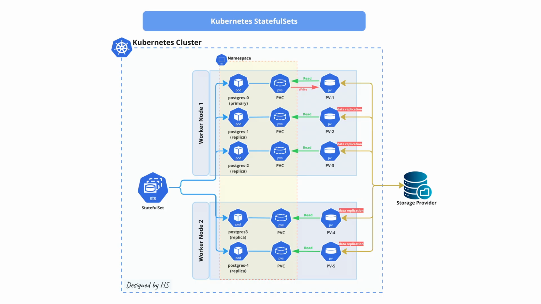If postgres-1 gets deleted and rescheduled, it automatically finds and reattaches to data-postgres-1. The data is never lost because the name is perfectly predictable and the PVC outlives the pod. That stable identity is also what allows cluster databases to bootstrap correctly, because every node always knows exactly who its peers are.